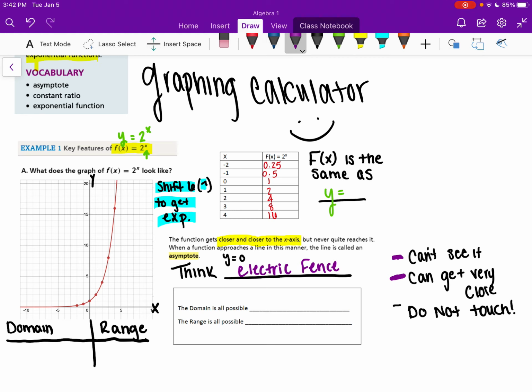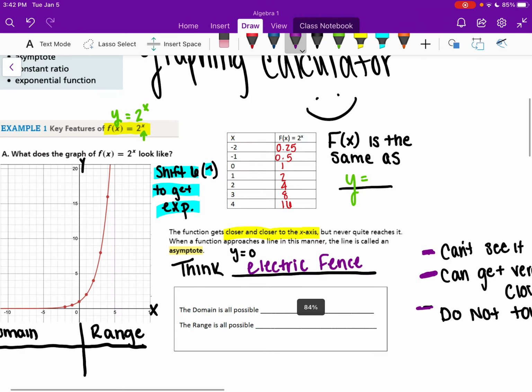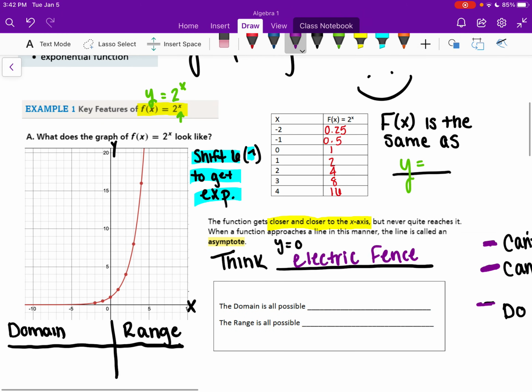That's something we have to know as humans, that it's not actually touching it. And that's another thing, like an electric fence. You don't want to touch it. You can get really close to an electric fence, but you're not going to touch it and you're not going to cross it. That's why we think of asymptotes like an invisible electric fence. That's one of the key features of this graph, is it has an invisible line that we don't cross.